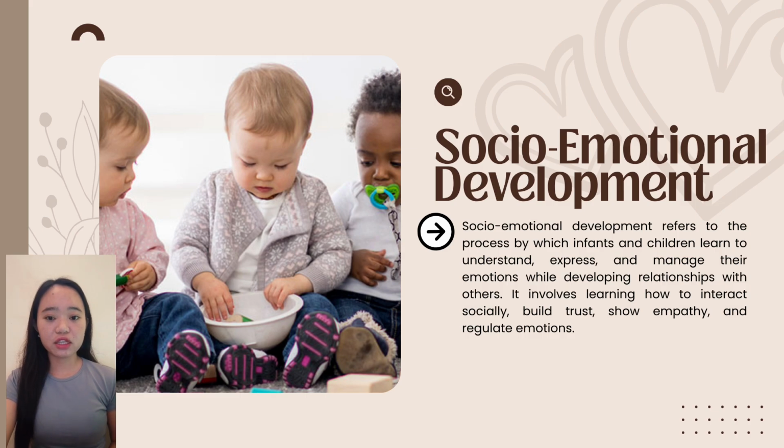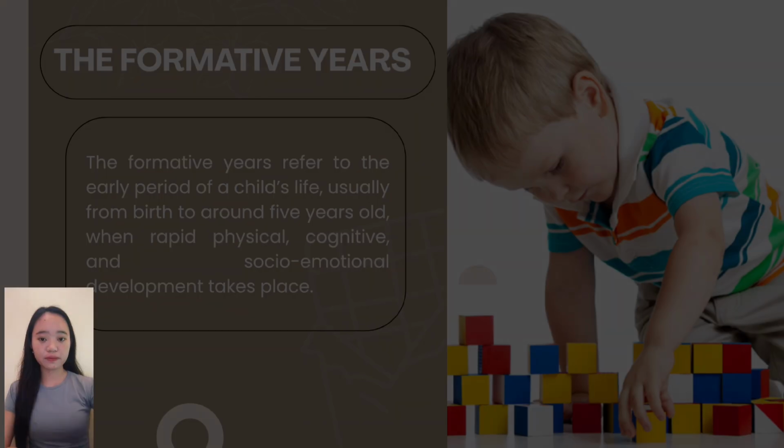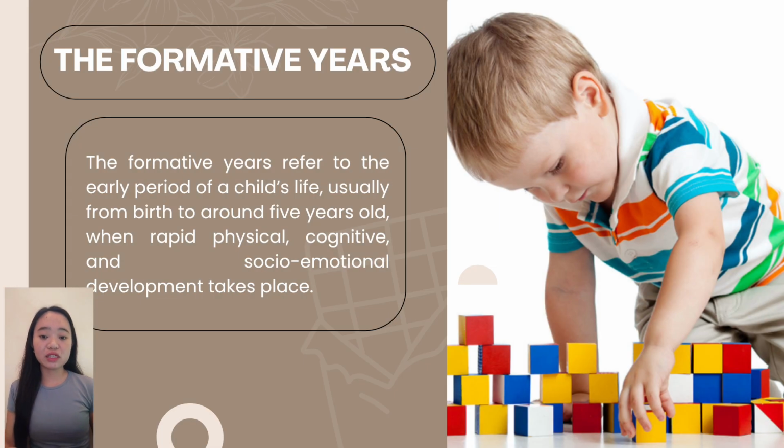So in short, it refers to how children or babies understand emotion, express feelings, and build relationships with others. So parang it focuses on interaction and emotions. This development begins very early in life, especially during what we call the formative years, which are the most important years in shaping the child's social and emotional growth.